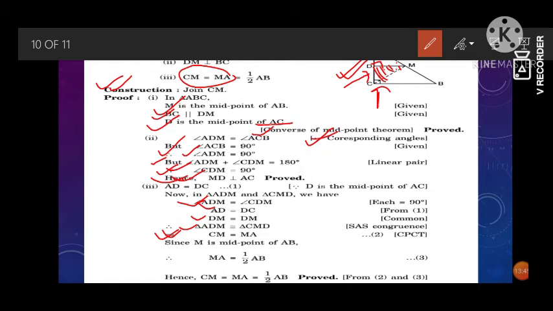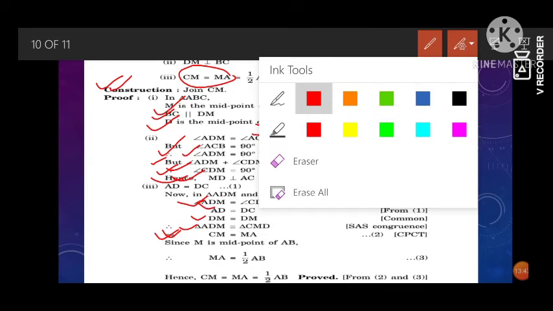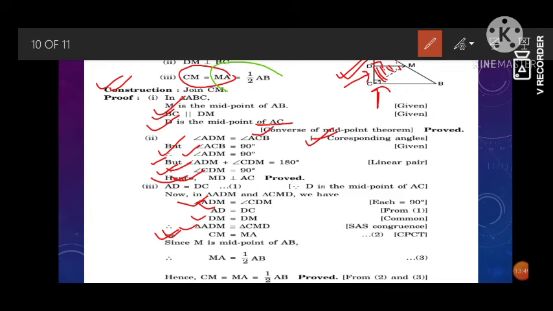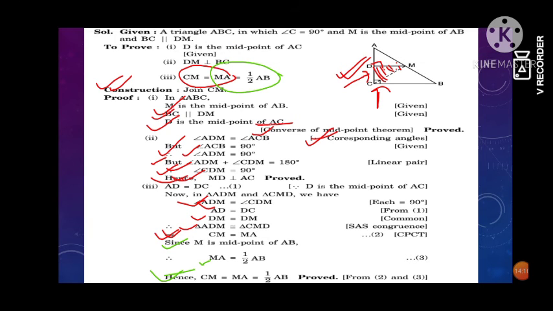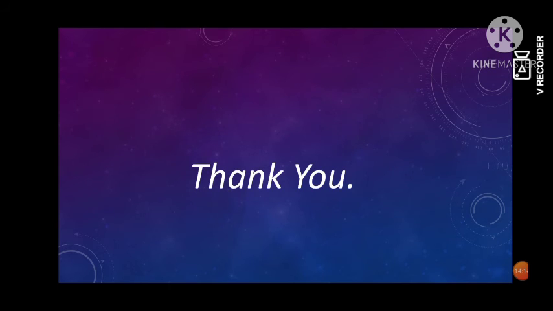Then we have to prove the second part, that is this part. To prove this part, you can see M is the midpoint of AB. So we can write MA is equal to half of AB. So together from relation 2 and relation 3, we can write CM is equal to MA is equal to half of AB. So we have proved the question, we have solved question number 4.